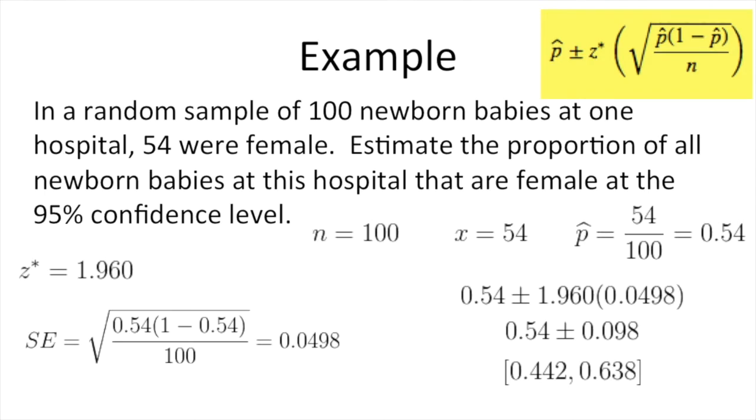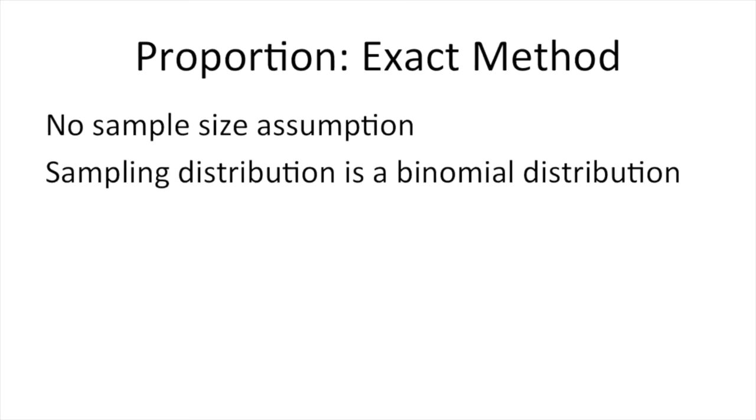What we just saw was an example using the normal approximation method. This method can only be used if n times p and n times 1 minus p are both at least 10. In cases where this assumption is not met, the exact method should be used. There is no sample size assumption for the exact method. Using this method, the sampling distribution is a binomial distribution.